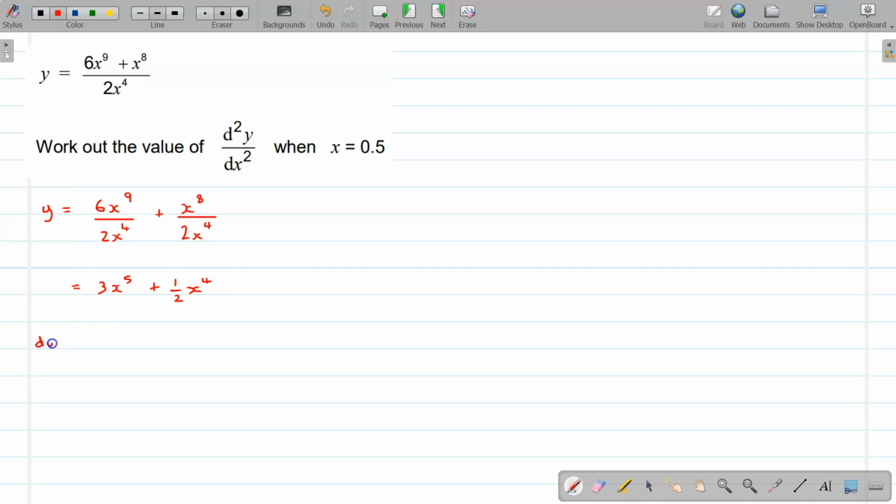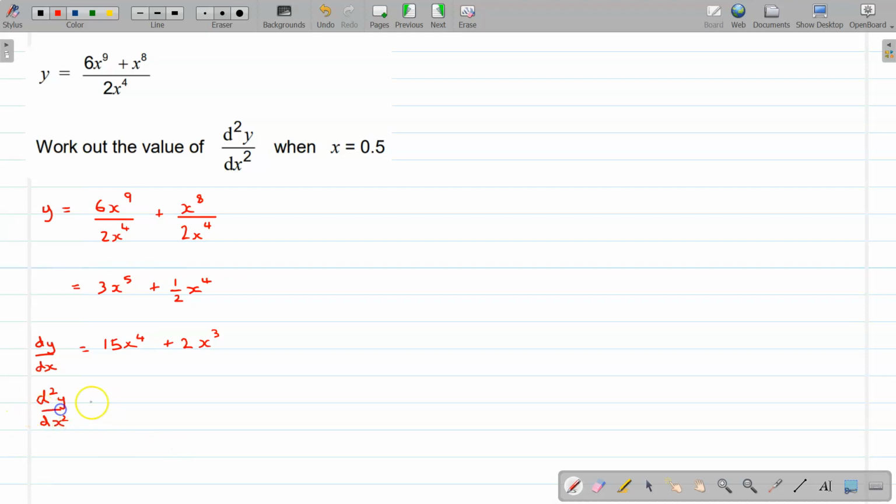So dy by dx, bring the power to the front, drop it by 1. We would have 15x to the power 4. Put the 4 in front, that would give us 4 over 2, which is 2x cubed. And then we want the second derivative, d2y by dx squared, so we just differentiate again.